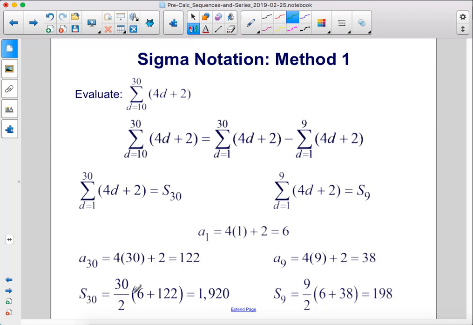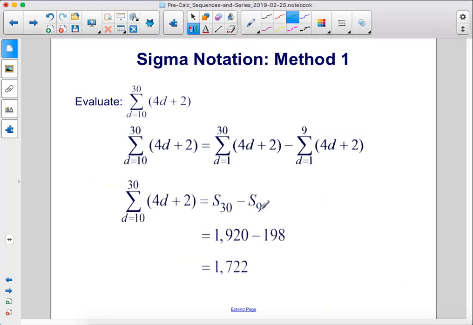When we plug it into the formula, s sub 30 is n, which is 30, over 2 times a sub 1, which is 6, plus a sub n, which is 122, gives us 1,920. Over here, we have a sub 9. A sub 9 is 4 times 9 plus 2, which is 38. So we use the formula, and we see that s sub 9 equals n, which in this case is 9, over 2 times a sub 1, which is still 6, plus 38, which is a sub 9, giving us 198.